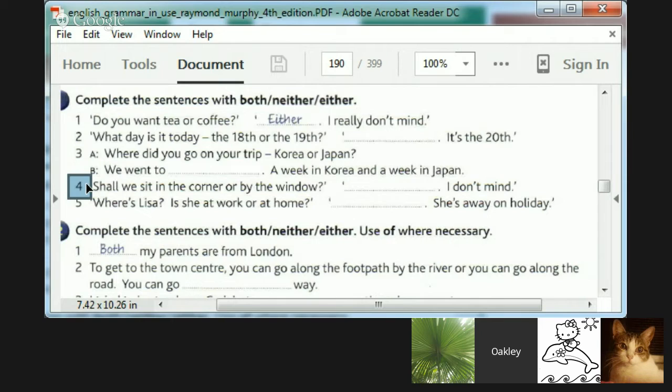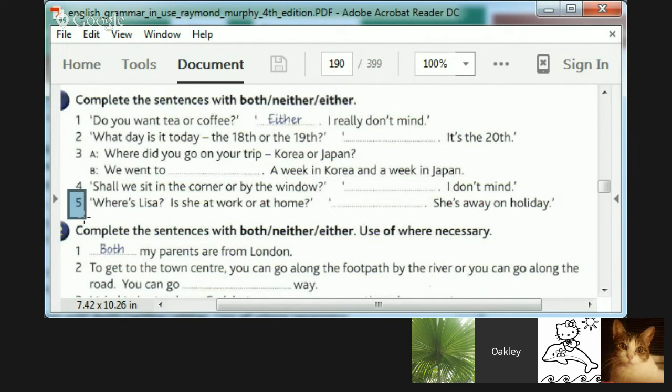Philip? Shall we sit in the corner or by the window? Either of them. I don't mind. Okay. Again, either or either of them. Here, I would probably say just either instead of either of them. It's a little weird to use the pronoun them for places. Either. I don't mind. You might hear, for example, in this case, Philip, either place. Either table. You could use it with a noun.